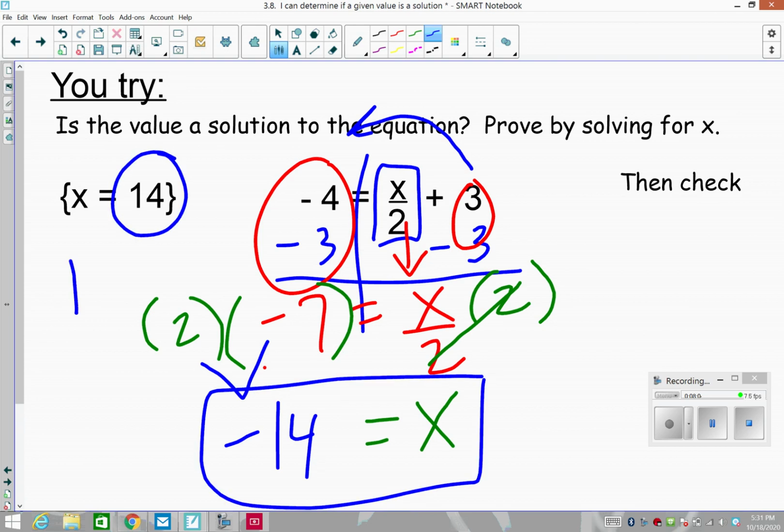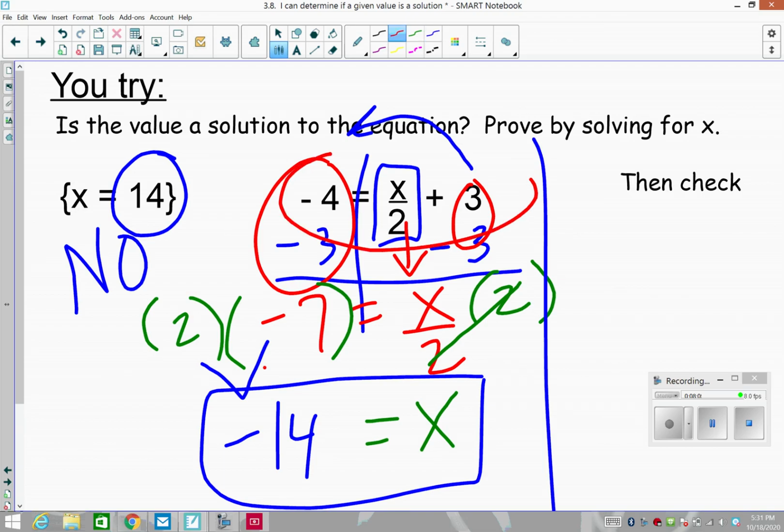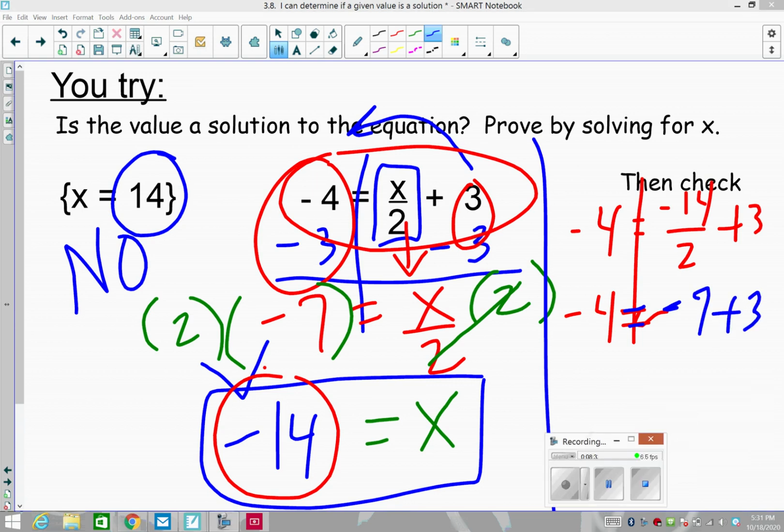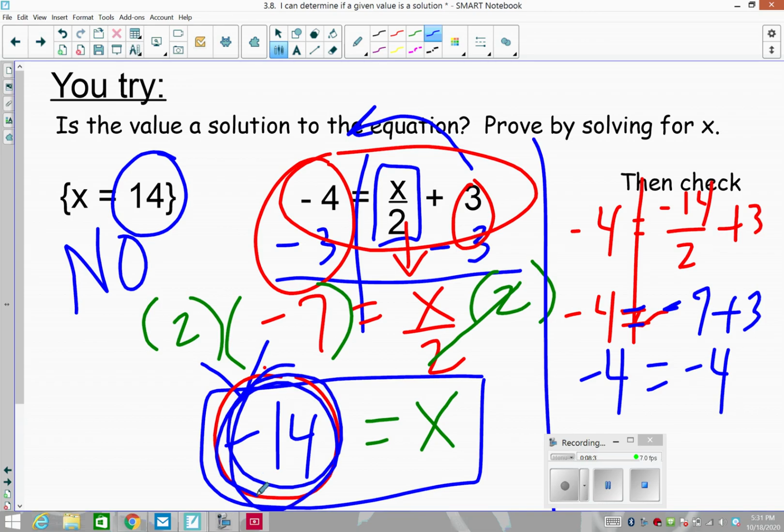This says 14, so I'm thinking no, but I'm going to confirm right here. So is it true, this equation, negative 4 equals negative 14 divided by 2 plus 3? So I'm plugging my answer in that I think it is. So negative 7 plus 3. Is it true that the left side equals the right side? Yes, that is true. So my answer is correct. This one is not.